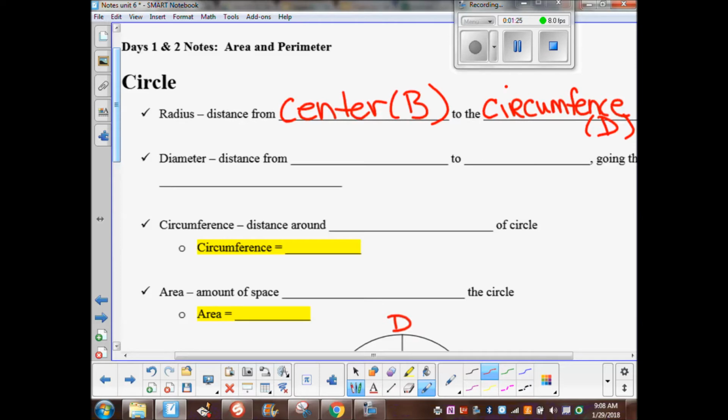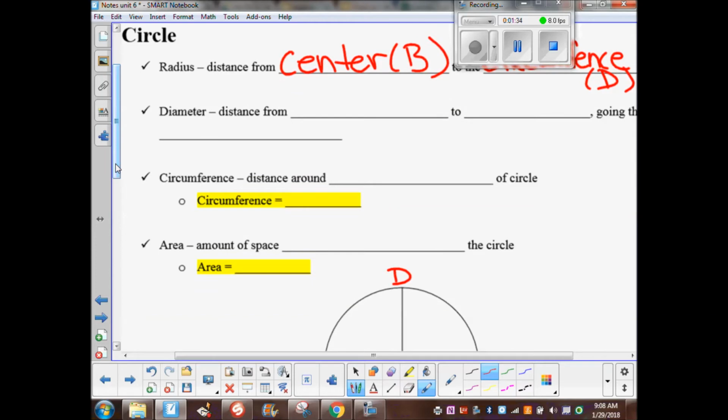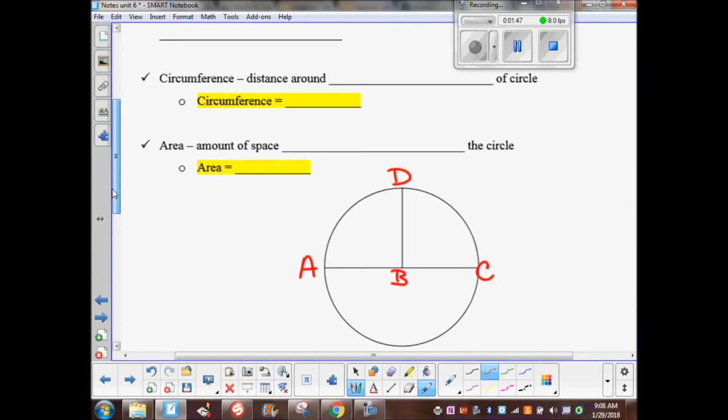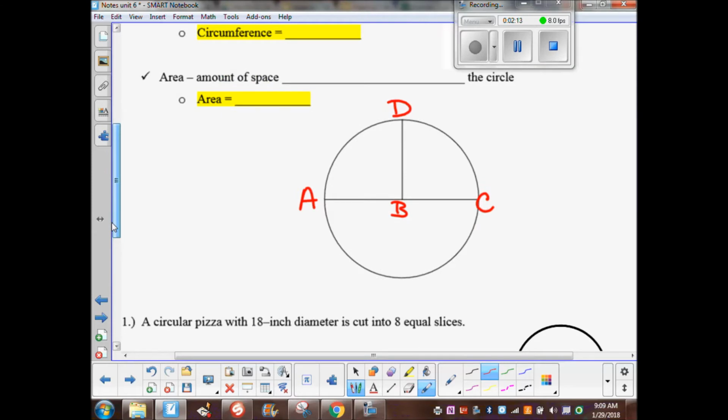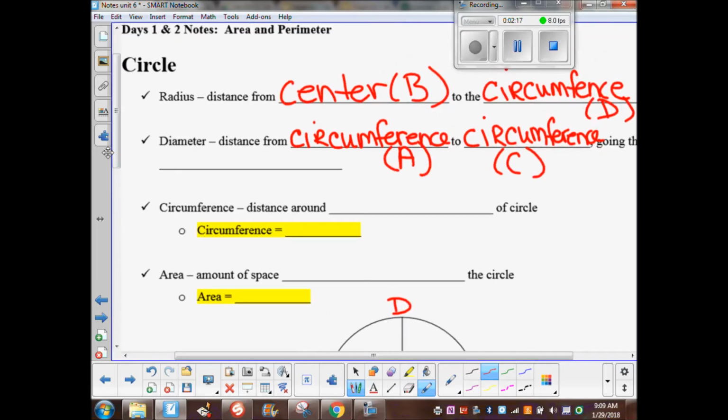Now the diameter is the distance from the blank to the blank through the blank. Who can answer? Tanaya. A to C. Yep, excellent. So it's the distance from the circumference, and she said from A to C, circumference to circumference, side to side. And what do we go through to get from A to C? What point do we go through, anybody? B. And B is called the center. So that's how we know it's the diameter. It goes from side to side and it goes through the center.